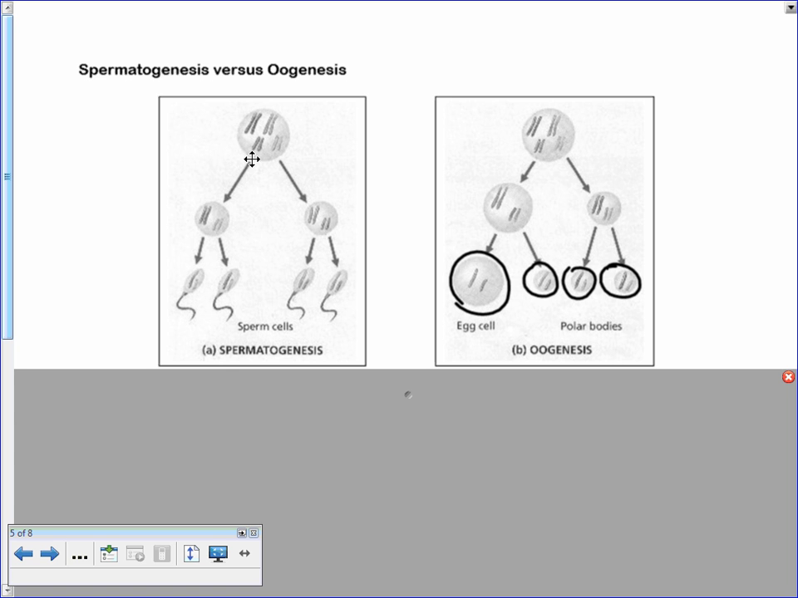For guys, since they don't carry the child, there's no need to stop. They continue to produce. And so those are some of the critical differences we see between males and females.